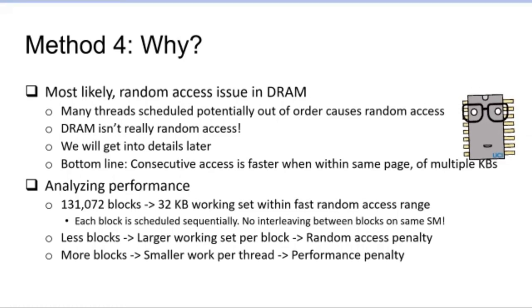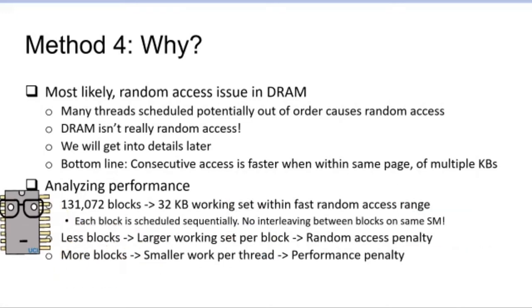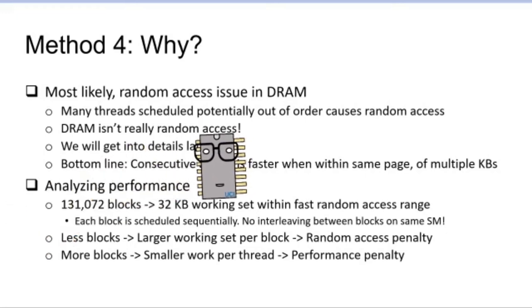With that in mind, if we try to analyze this fickleness, we got the best performance when we were spawning 131K blocks. Dividing the total number of elements by this number, per block, the working set, which is all the elements that all the threads are accessing, is within a window of 32 kilobytes.